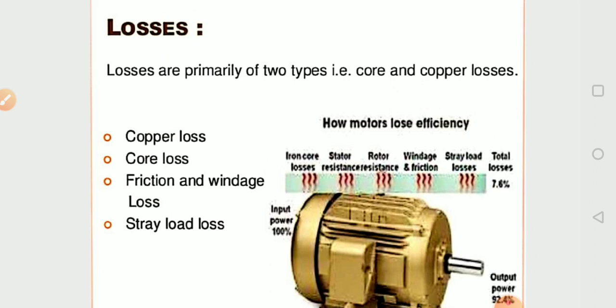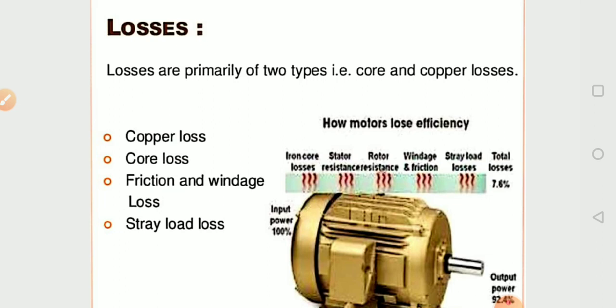The losses are classified as copper losses, core losses, friction and windage losses, and stray load losses. Okay, so the copper losses are due to the heat produced by the electrical current in the conductor of an electrical device. We can say by the copper losses our conductor will heat up, and by this heat is produced. These are the copper losses.